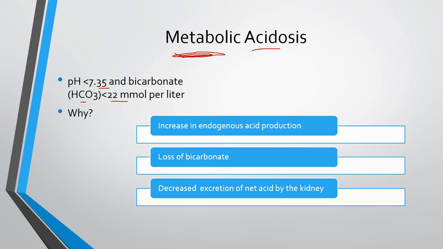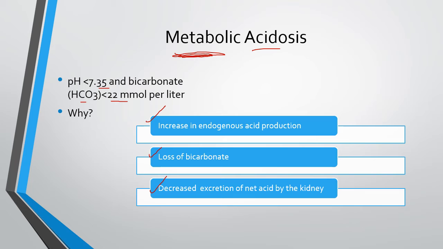So why does metabolic acidosis happen? What is the mechanism? If you see, for something to become acidotic, there has to be an increase in the H plus, or there has to be a decrease in the bicarbonate. So those are the first two reasons: increase in the H plus or decrease in the bicarbonate. The third reason is a decrease in the excretion of the acid by the kidney.